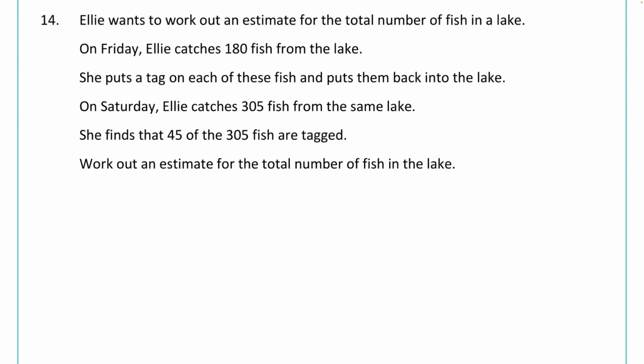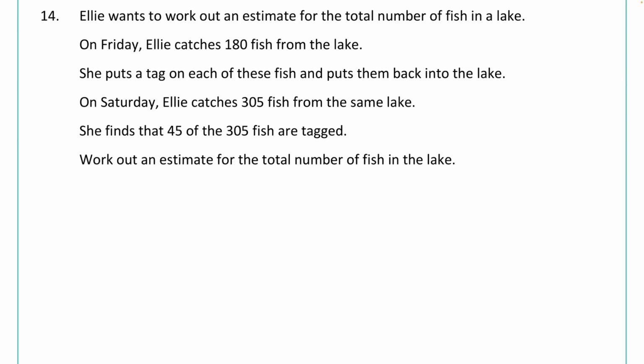Now there are a couple of different ways that you can approach this, and there is kind of like a little formula-ish approach that you can learn as well. However, it is just about proportion, and it's just looking at 2 fractions and just writing them equivalent. So I quite like this topic. It's called Capture Recapture.